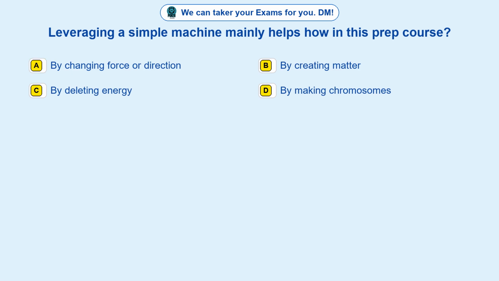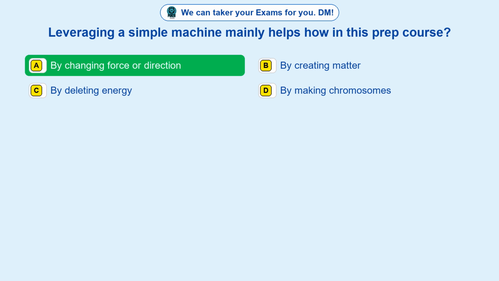Question 63. Leveraging a simple machine mainly helps how in this prep course? Option A, by changing force or direction. Option B, by creating matter. Option C, by deleting energy. Option D, by making chromosomes. The correct answer is option A, by changing force or direction.